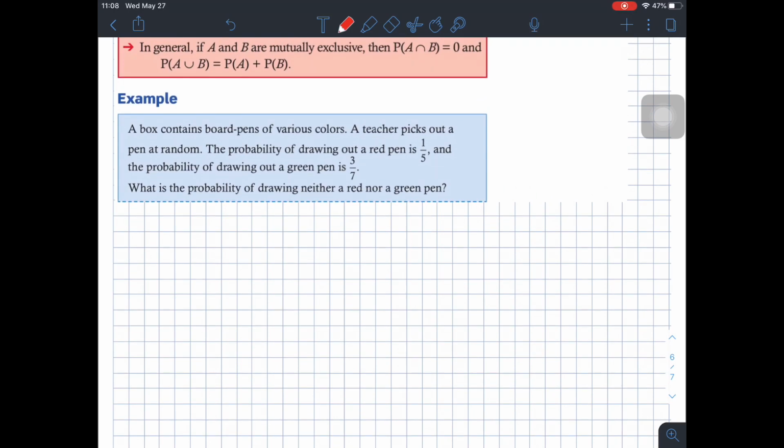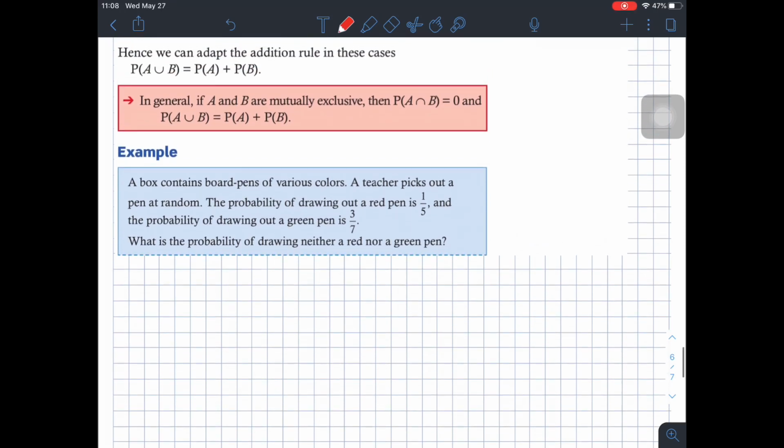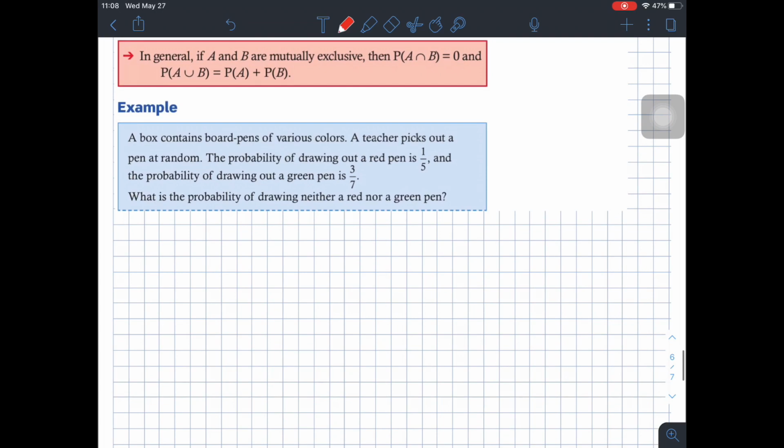It says, a box contains board pens of various colors. A teacher picks out a pen at random. The probability of drawing out a red pen is 1/5, and the probability of drawing out a green pen is 3/7, right? What is the probability of drawing neither a red nor a green pen? Okay, so in this case, if you realized, we're talking about mutually exclusive events because the pen could either be red or green or any other color, right?